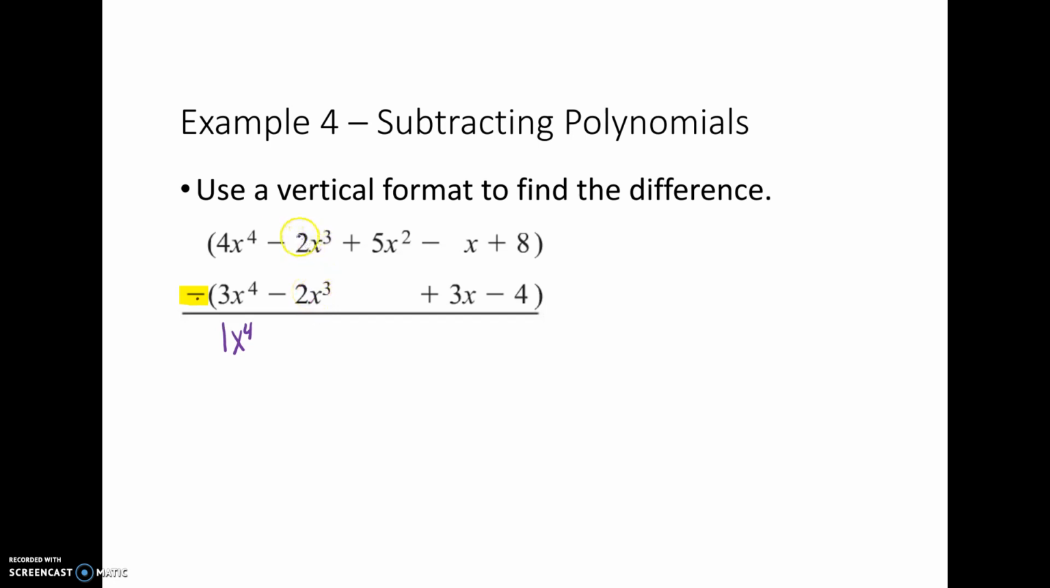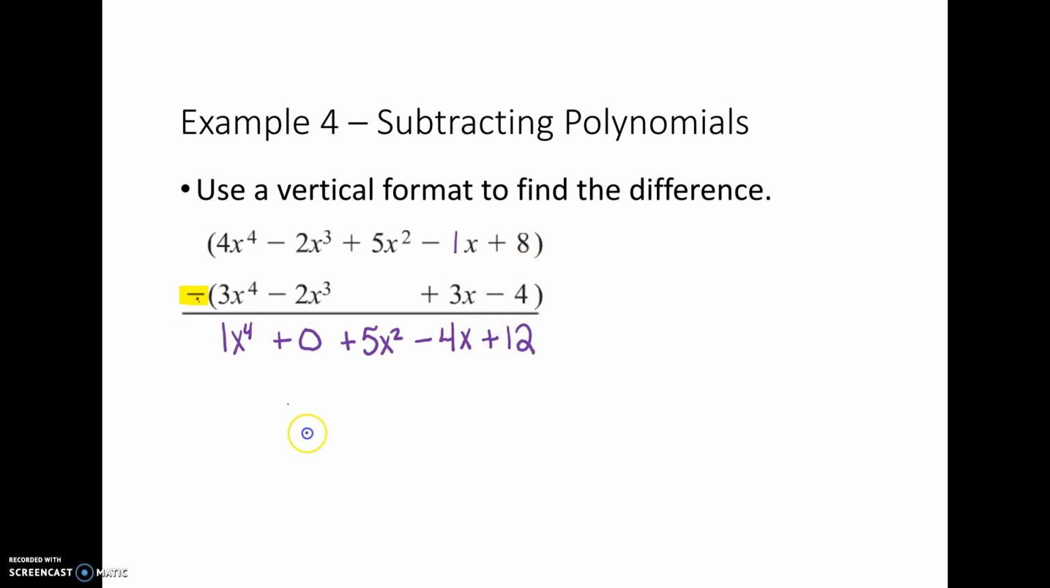If you need help with this, just do the coefficients in your calculator. Negative 2 minus negative 2, your calculator is going to tell you 0. So this is going to be a plus 0, which you also don't have to write. This next one, 5x squared minus nothing that matches it up, so we leave that 5x squared in there. Negative 1x minus 3. Negative 1 minus 3 is negative 4x. 8 minus negative 4, that'd be 8 plus 4, which is 12.